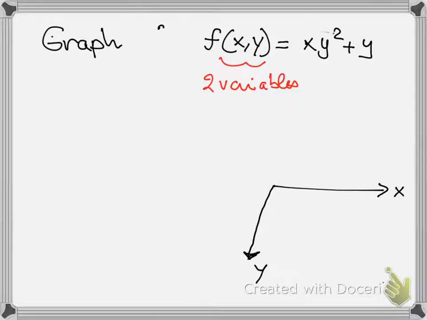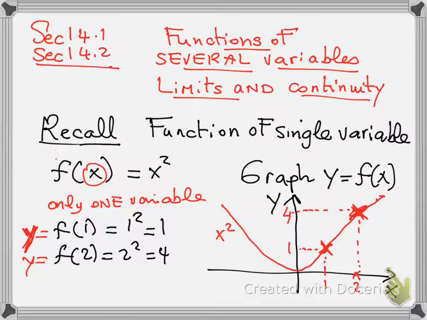But then if you want to graph f of x, y, you're going to need a third axis. So I'm going to need the z-axis. Remember, a function of a single variable, for example f of x equal to x squared, I have only one variable, which is x. So I have my x-axis. But then if you want to graph f of x, you're going to need another axis, the height. So I'm going to need another axis, which is the y-axis.